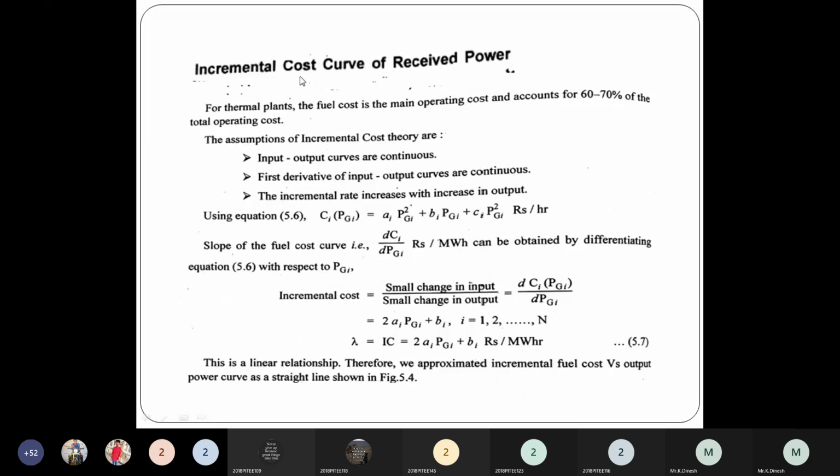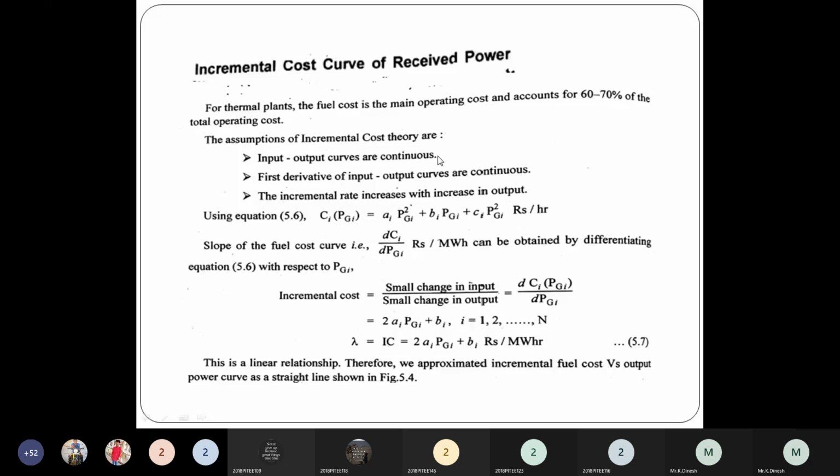Next is the incremental cost curve of a power plant. For thermal plants, the fuel cost is the main operating cost. It accounts for 60 to 70% of your total operating cost. So the following assumptions are to be followed in incremental cost theory. The first assumption is that your input-output curves are continuous. If your input-output curves are discontinuous, it is not possible to calculate your input energy rate as well as cost rate.